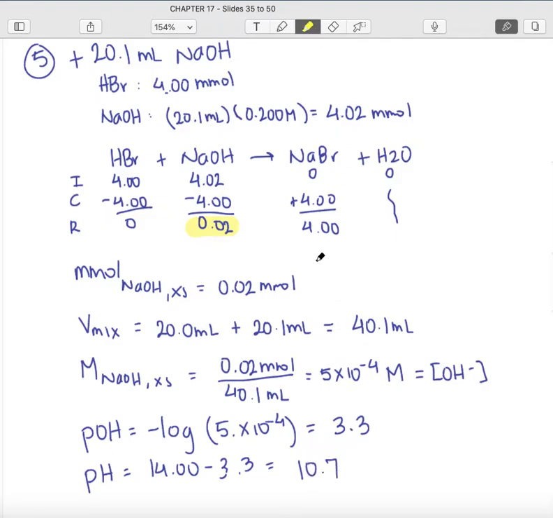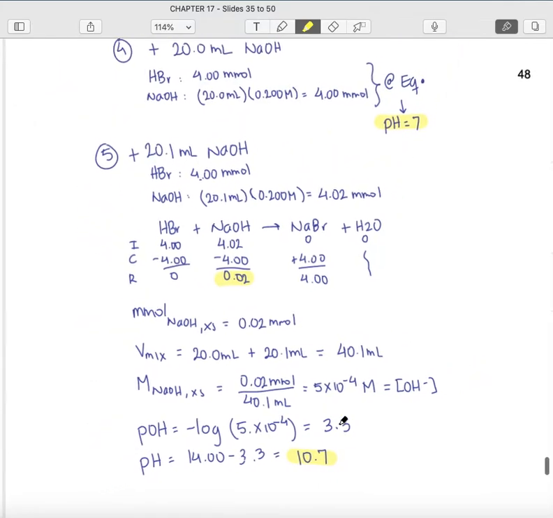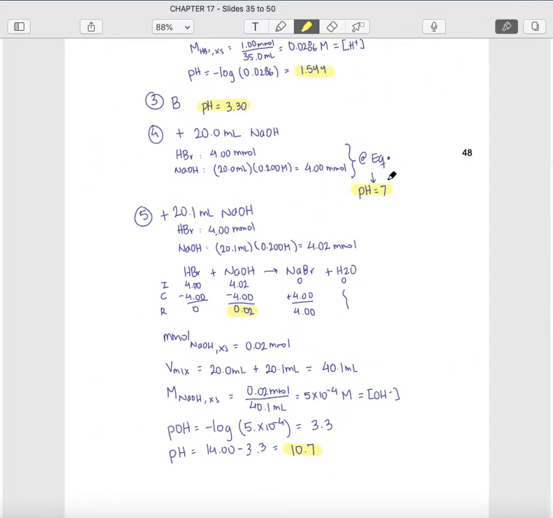And as always, I encourage you to do a reality check. In this particular case, we are actually after the equivalence point. And if you remember, at the equivalence point, the pH was 7. So it does make sense that it has increased. And remember that in the strong acid, strong base titration, there's a sharp increase in the pH immediately after the equivalence point. So it does make sense that we went really fast from a 7 to a 10.7.